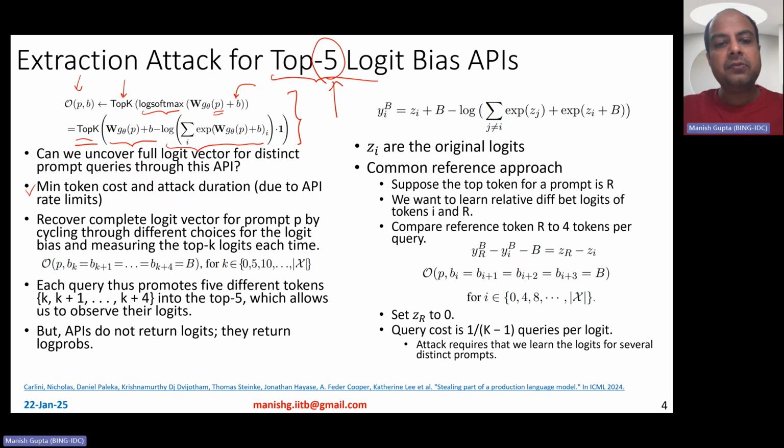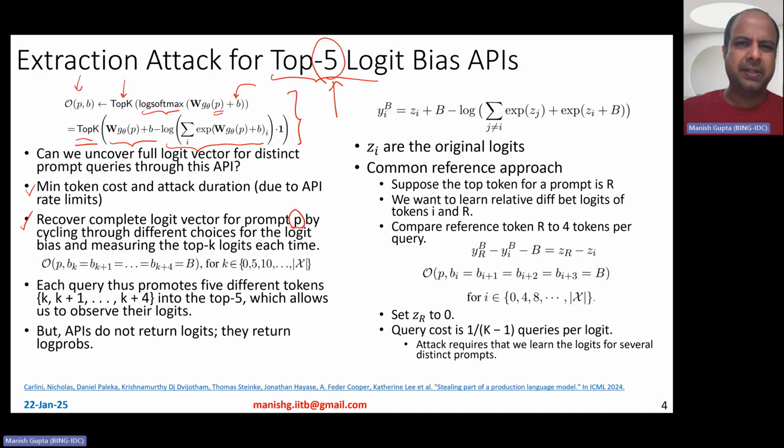So the basic intuition is as follows. You can recover the complete logit vector for an input prompt P by cycling through different choices for the logit bias and measuring the top k logits each time. Typically, if you just gave the prompt P, you would only get the top 5. Now you want to get the others also. The vocabulary is large, maybe like 100,000, so how do you get the others?